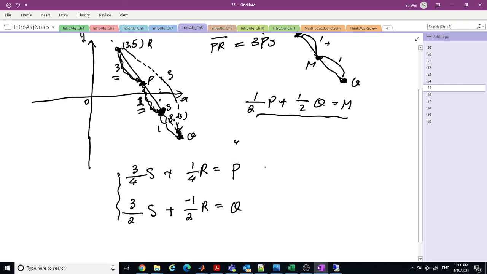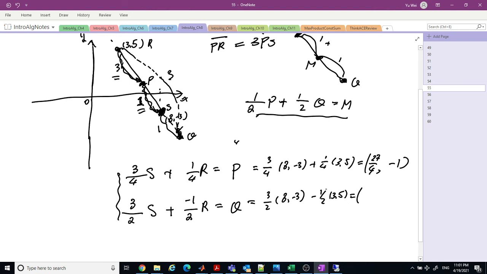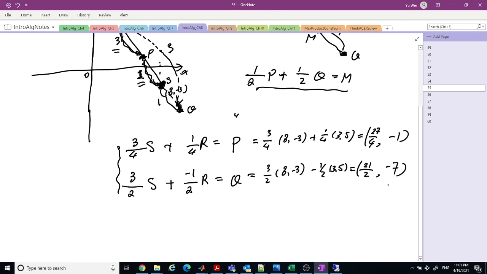Now let's solve. P equals 3/4 of (8, -3) plus 1/4 of (3, 5). That equals 27/4 for the x, and for the y, negative 9/4 plus 5/4, which is negative 1. Then Q equals 3/2 of (8, -3) minus 1/2 of (3, 5), which is 21/2 for the x, and negative 9/2 minus 5/2, which is negative 7. Okay, so I think this is right.